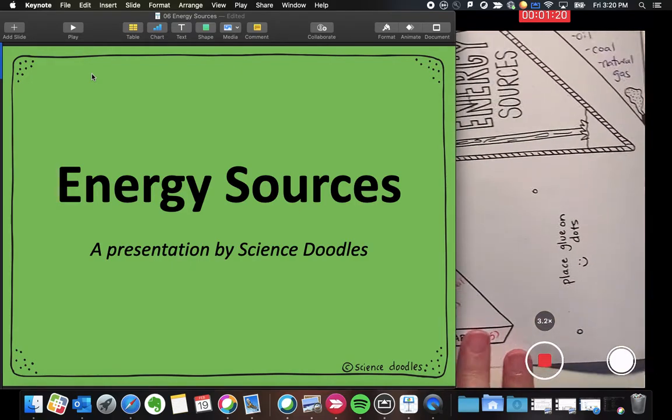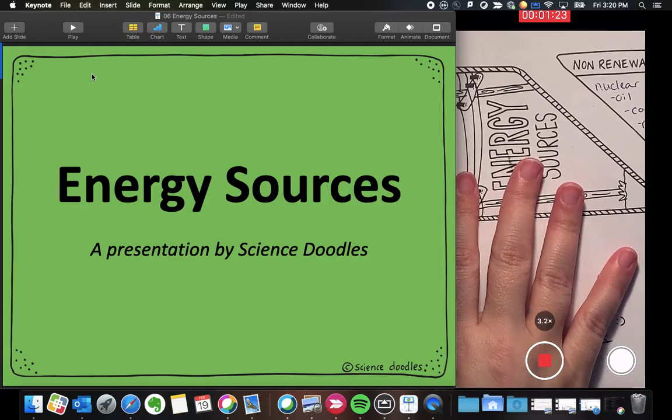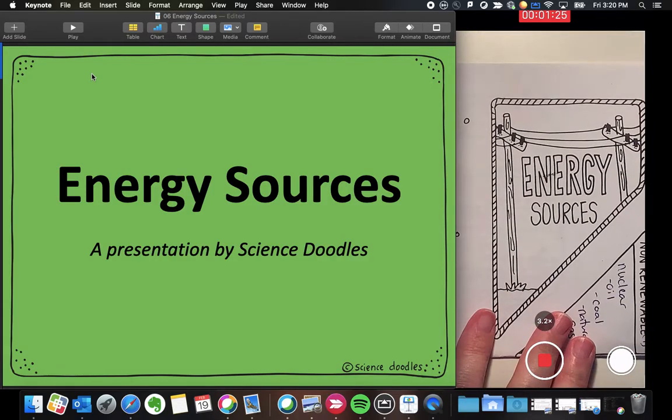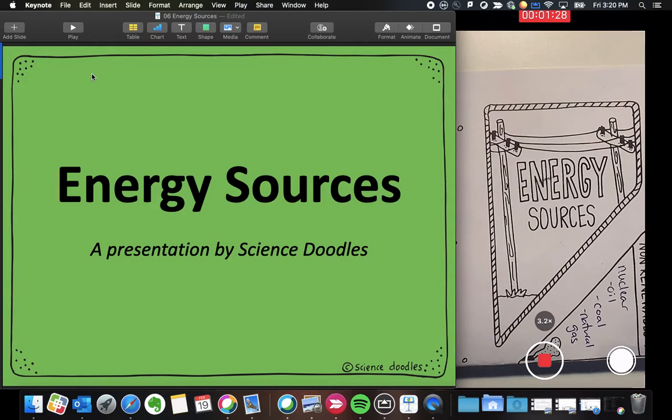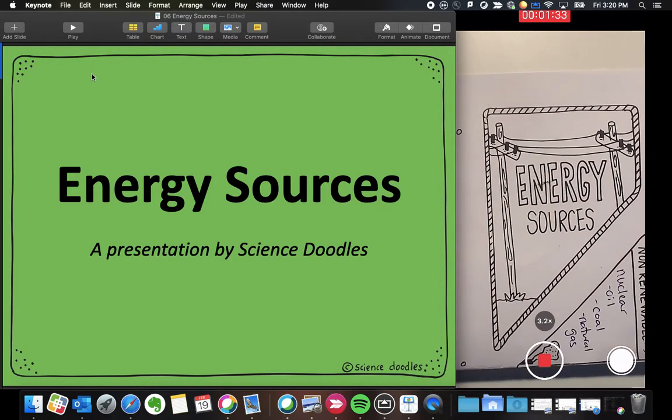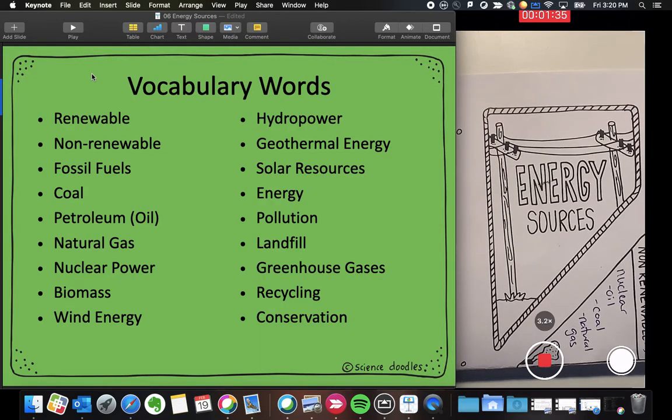So we're going to start again, starting where it says energy resources or energy sources. This PowerPoint is pulled from one done by Science Doodles. That's where I pulled all the pictures from. Our vocabulary words that we're going to look at are renewable, non-renewable, fossil fuels, coal, petroleum, natural gas, nuclear power, biomass, wind energy, hydropower, geothermal, solar, energy pollution, landfill, greenhouse gases, recycling, conservation. These are all the words you can pull from if you are trying to do vocabulary for this week.